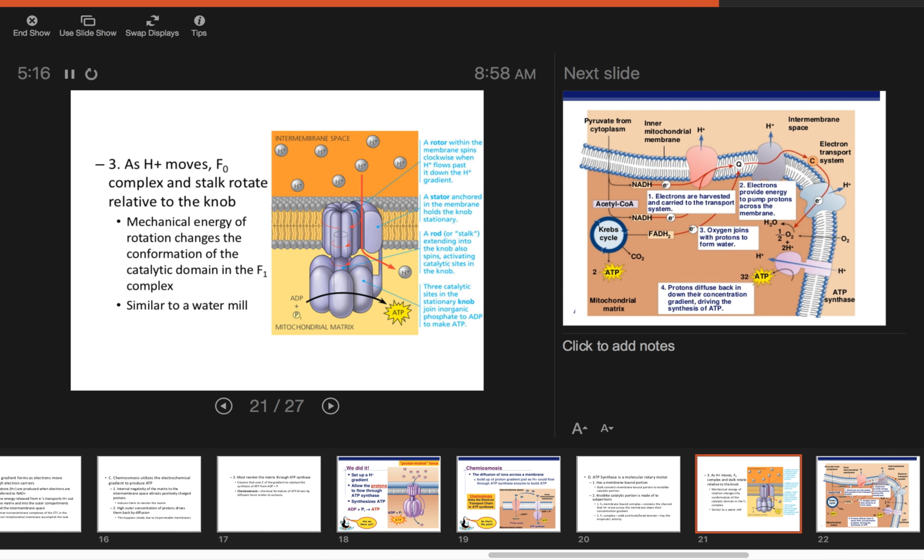So this is the F0 part, and then this is the F1, the knob and the stop, basically. So very similar to a watermill.